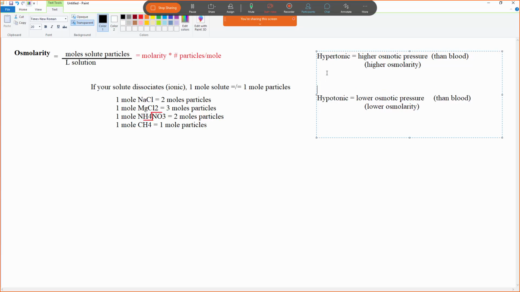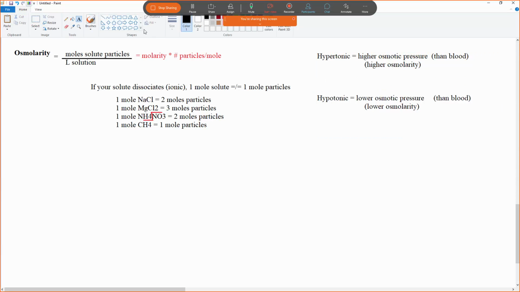Okay, so what happens, and I know it seems weird, but osmotic pressure is essentially what happens if you take two solutions and separate them with a semi-permeable membrane that lets water through it, but nothing else.